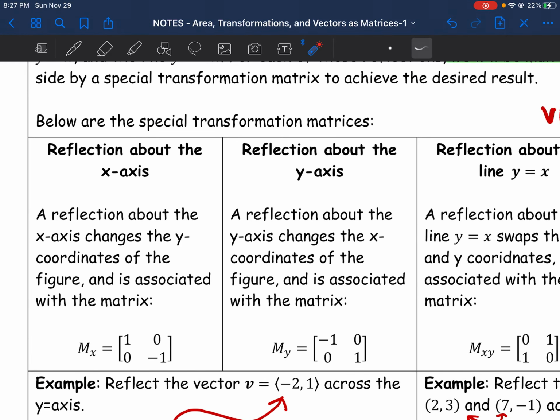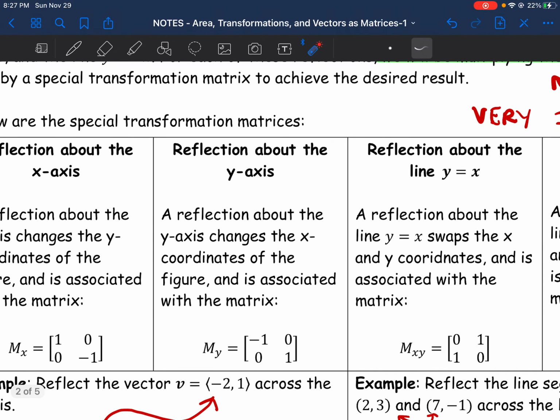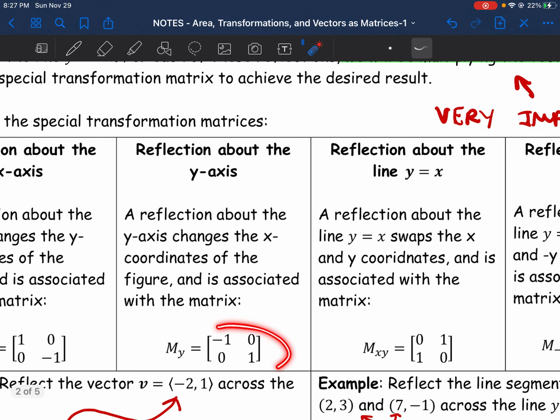In order to reflect a figure across the x-axis, we're going to multiply on the left side using this transformation matrix: 1, 0, 0, negative 1. And remember that reflecting across the x-axis, all it's going to do is change the sign of all the y values. Similarly, if I want to reflect across the y-axis, I'm going to multiply on the left by the transformation matrix right here: negative 1, 0, 0, 1. And reflecting across the y-axis, all that's going to do is change the sign of all the x values. And that's what multiplying by this matrix on the left would do.